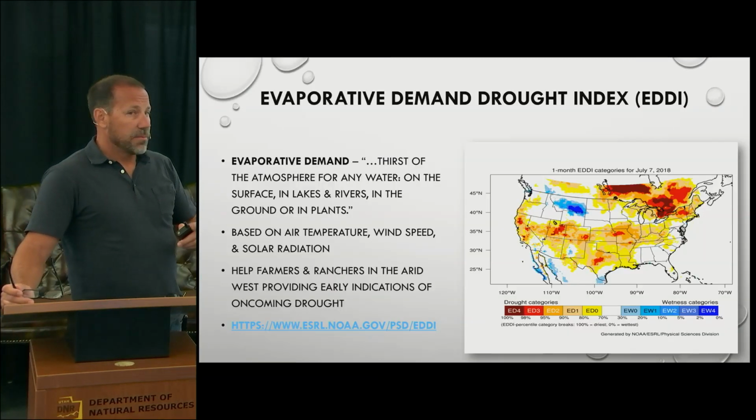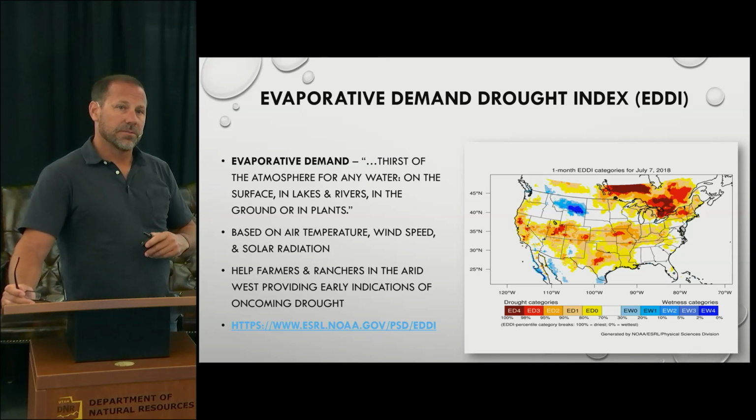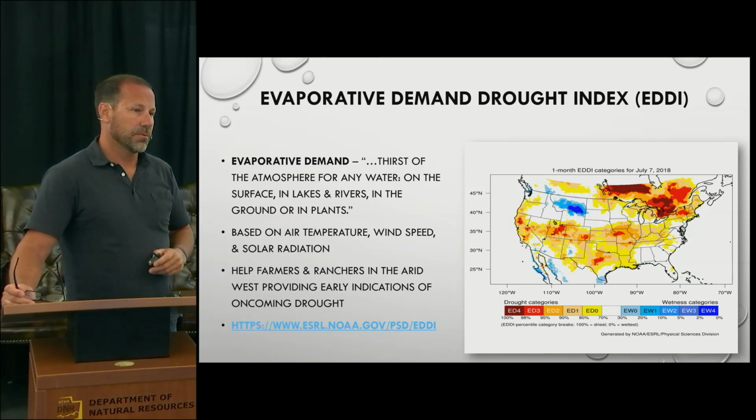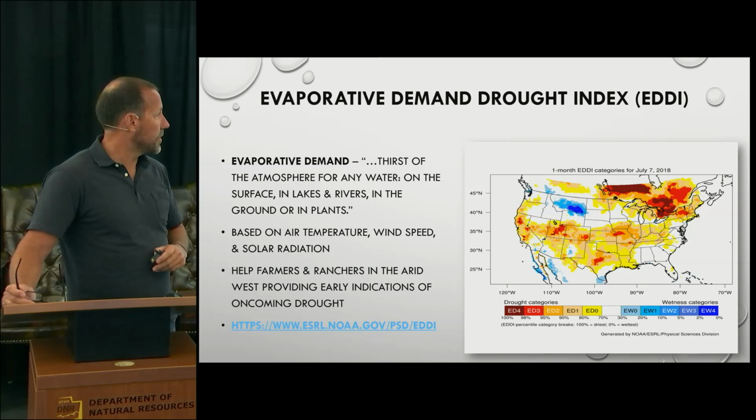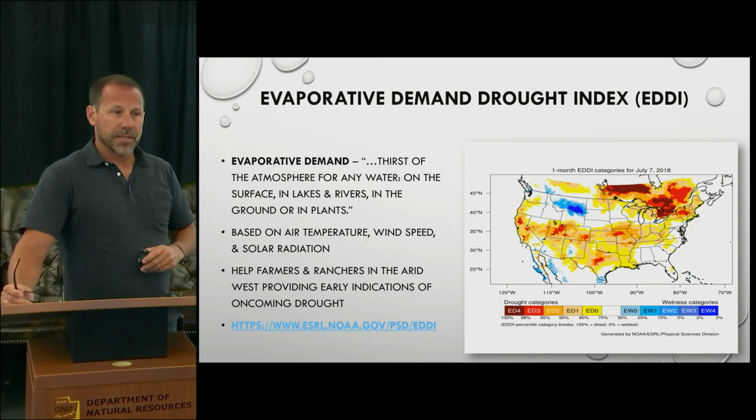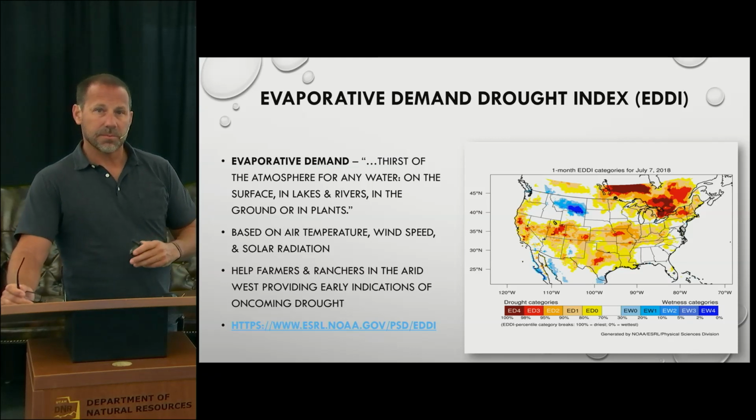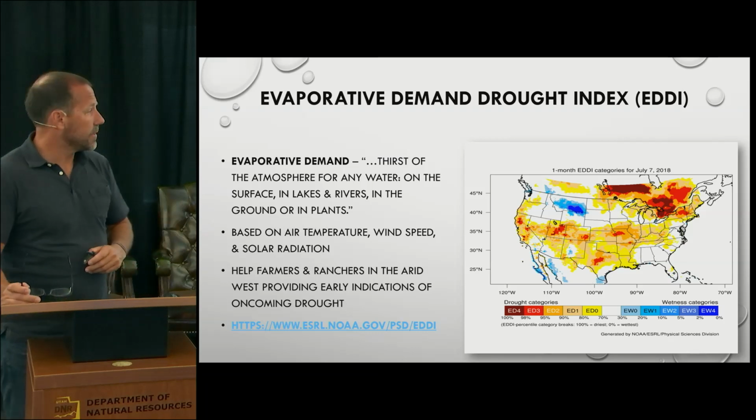And as Elizabeth mentioned, it's another product coming out of our office, as well as from Boulder, from NOAA. This is evaporative demand drought index. And you can look at evaporative demand at a variety of different time scales. This is updated daily as well.